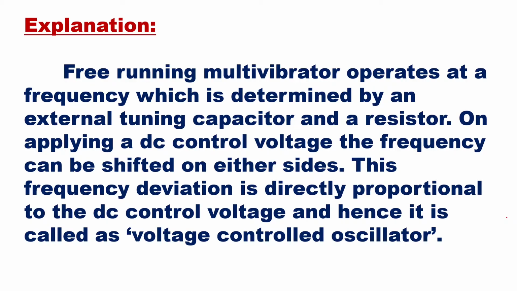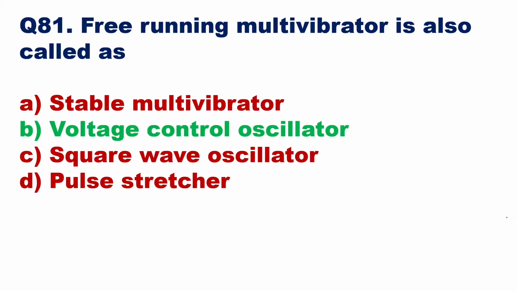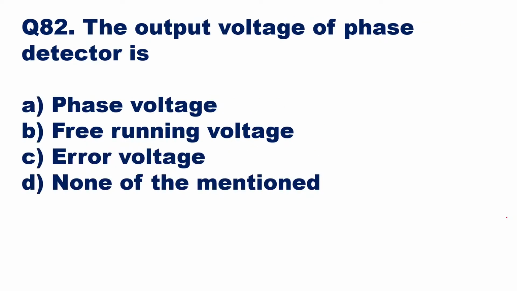Free running multivibrator operates at a frequency which is determined by an external tuning capacitor and a resistor. On applying a DC control voltage, the frequency can be shifted on either side. This frequency deviation is directly proportional to the DC control voltage, and hence it is called as voltage controlled oscillator. So here option B will be the right answer, voltage controlled oscillator. Then we'll go to the next question, question number 82.